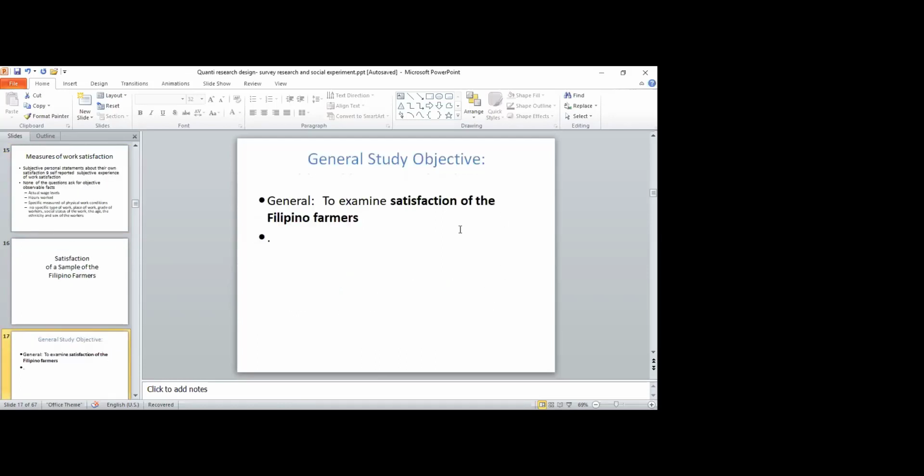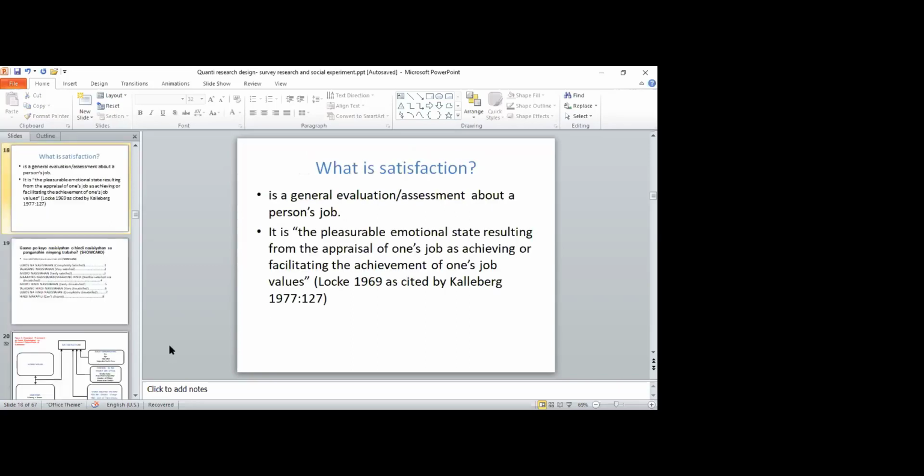So going back to this, we try to examine the satisfaction of the Filipino farmers. So in general, we are evaluating or assessing the person's satisfaction. Okay, let me change it. Farmer satisfaction. So what is satisfaction? According to these authors, this is how they define it: a pleasurable emotional state resulting from appraisal of one's job as achieving or facilitating the achievement of one's job values. It's very vague. But meaning you're happy, meaning you are happy being a farmer, right?